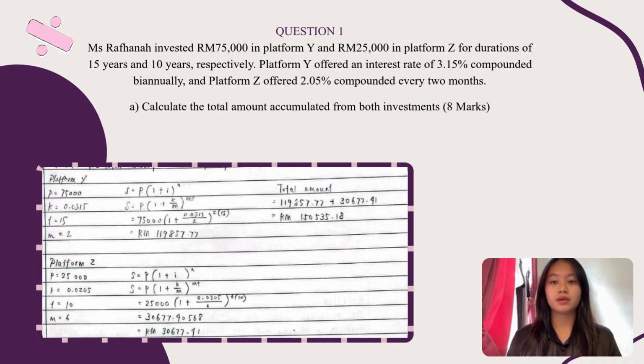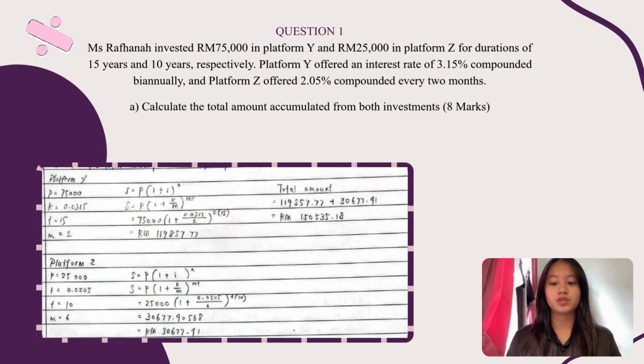one is investment in platform Y. The second one is investment in platform Z. In order to find the total amount of both investments, we must calculate each future value of both investments. Respectively, first we focus on platform Y, as we all acknowledge that 25,000 ringgit Malaysia is nominated as principal, P, and other information we can get from the statement is the nominal rate, K, 0.0315 or 3.15%. We also can get T, which is 15 years, and M, which is compounded biannually, 2.